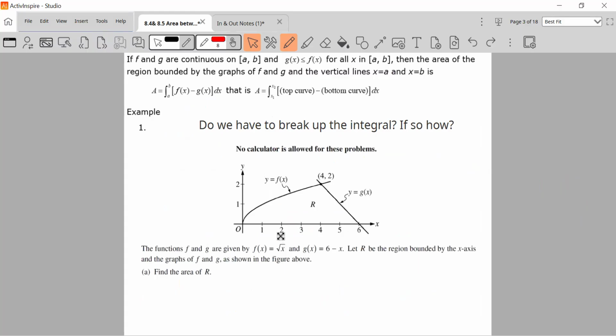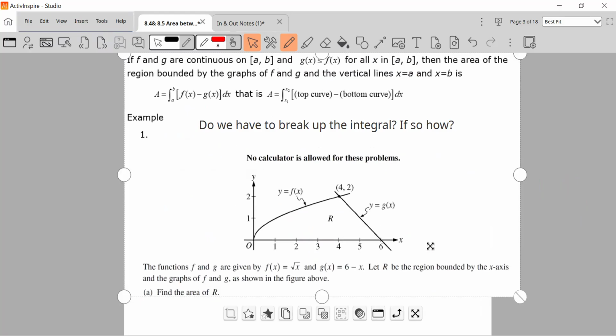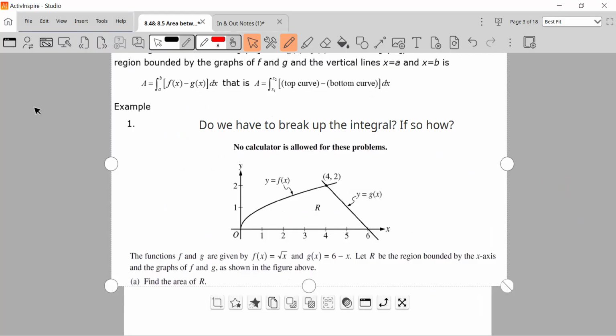So for example, we have this region R where we have f of x and g of x, and we realize that they intersect at this point 4 comma 2. Sometimes with the AP test, they'll tell you the point. A lot of times they'll give you a picture, but it's not guaranteed. They'll tell you what that value is. Sometimes they would just say, hey, we know they intersect. You've got to find out where.